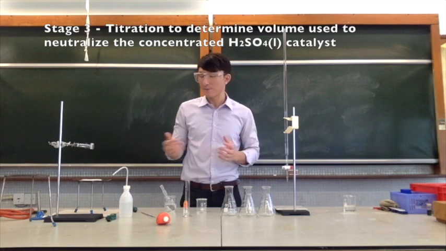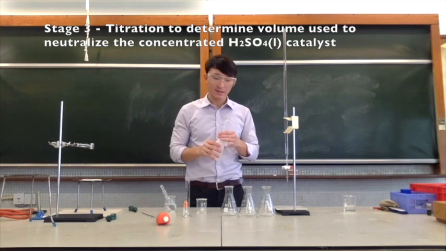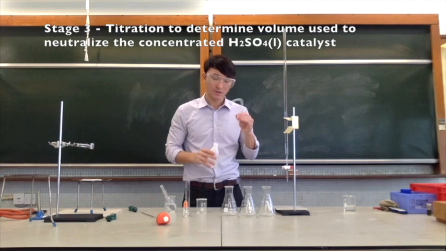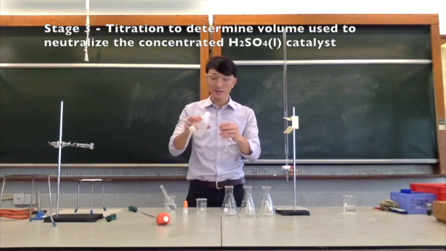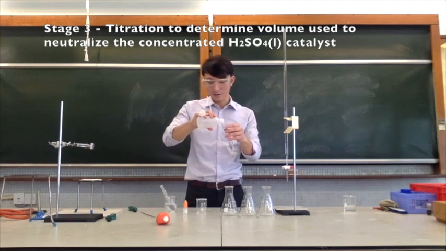So in order to speed up the process, I will first add 25 ml of water into the conical flask, as well as the indicator.